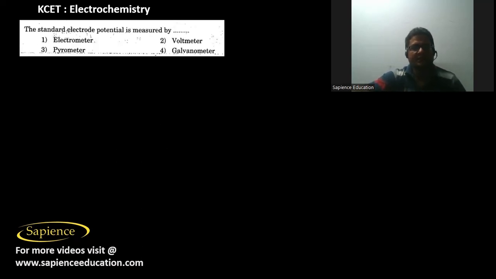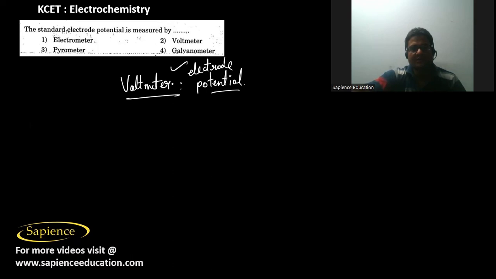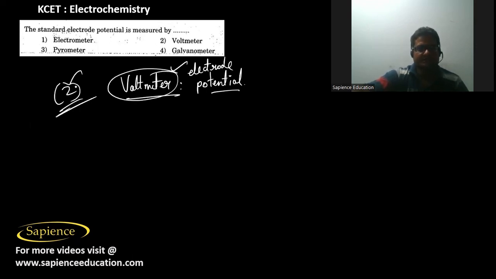Then the standard electrode potential is measured by voltmeter. So voltmeter is used to measure any kind of voltage or the potential difference. So to measure the standard electrode potential also, voltmeter is used. So option 2 is the correct answer.